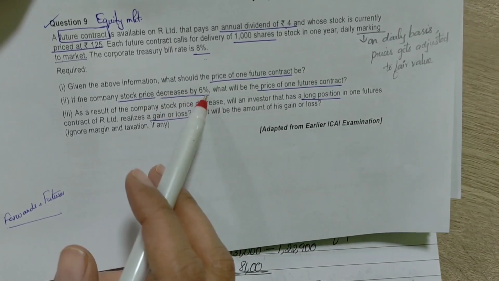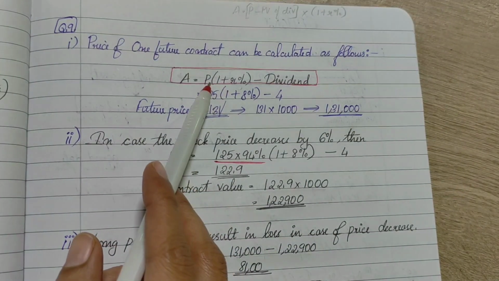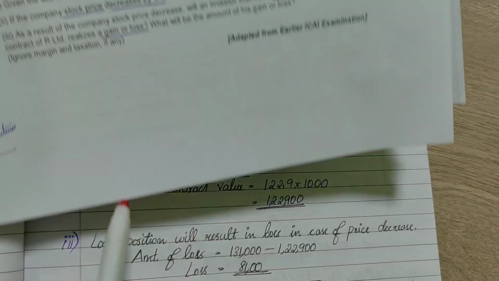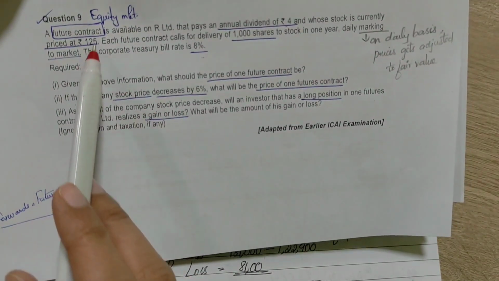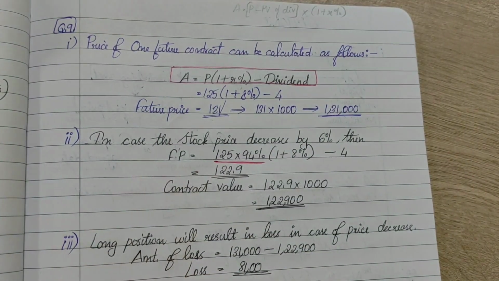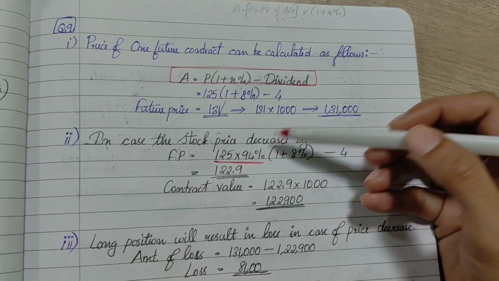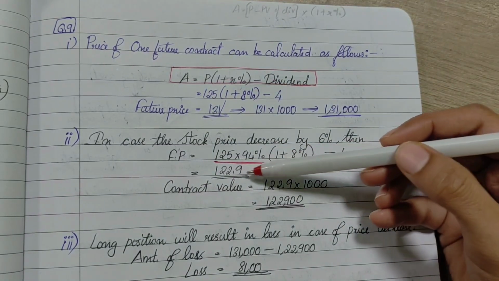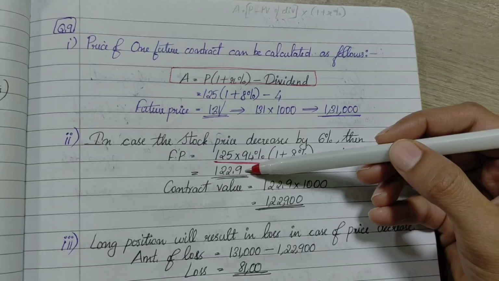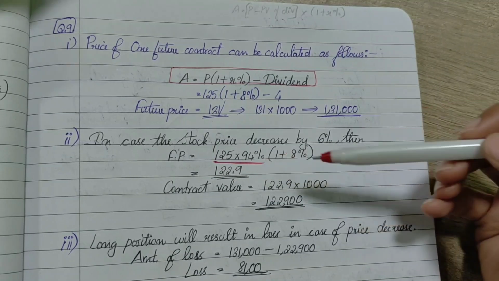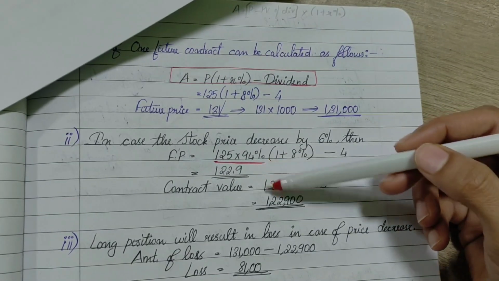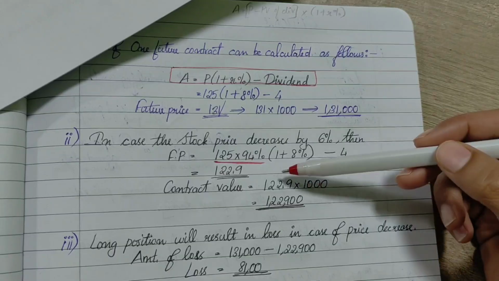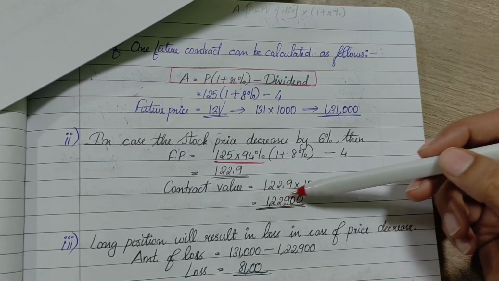Second part, if the company's stock price decreases by 6%, what will be the price of one future contract? So the stock price reduces by 6%. When the price reduces by 6%, it will be 125 minus 6 percentage, which is 125 into 94 percentage, into 1 plus rate minus dividend. The future price is 122.9 per share. The total contract value will be 122.9 into 1000, 1,22,900.